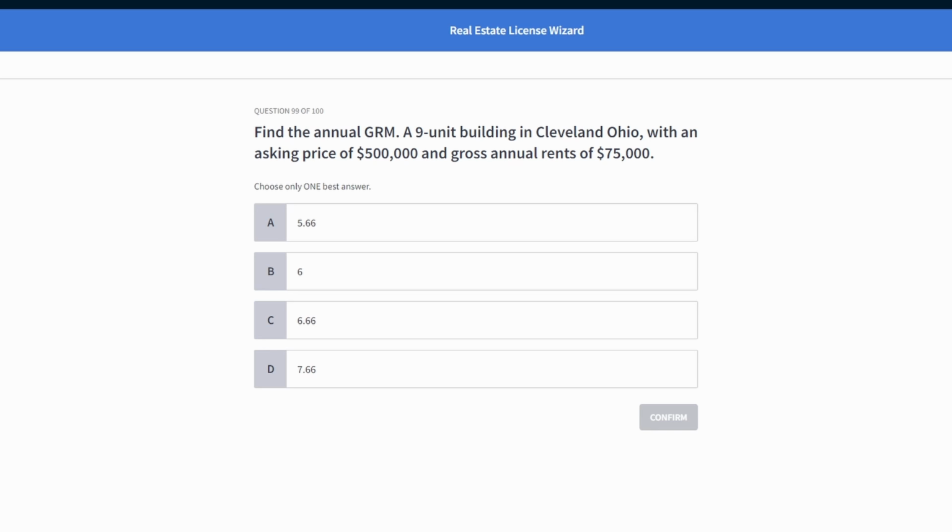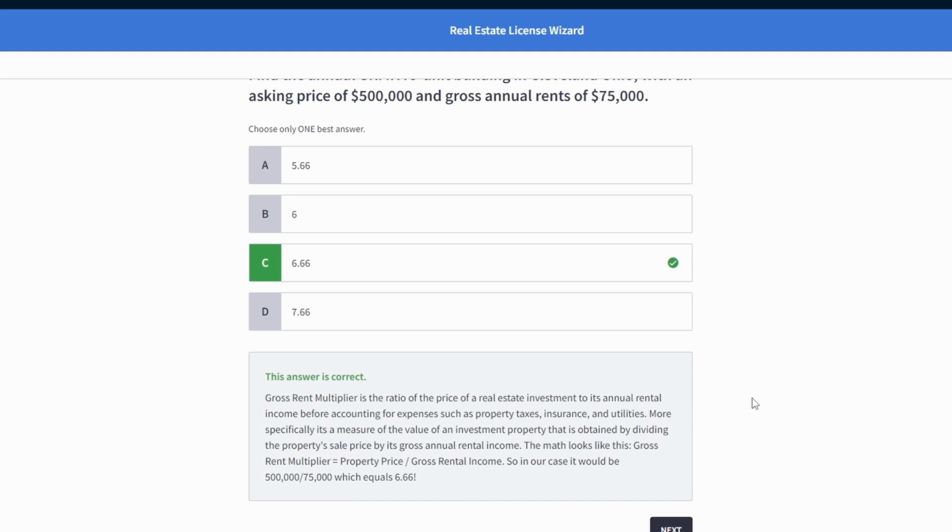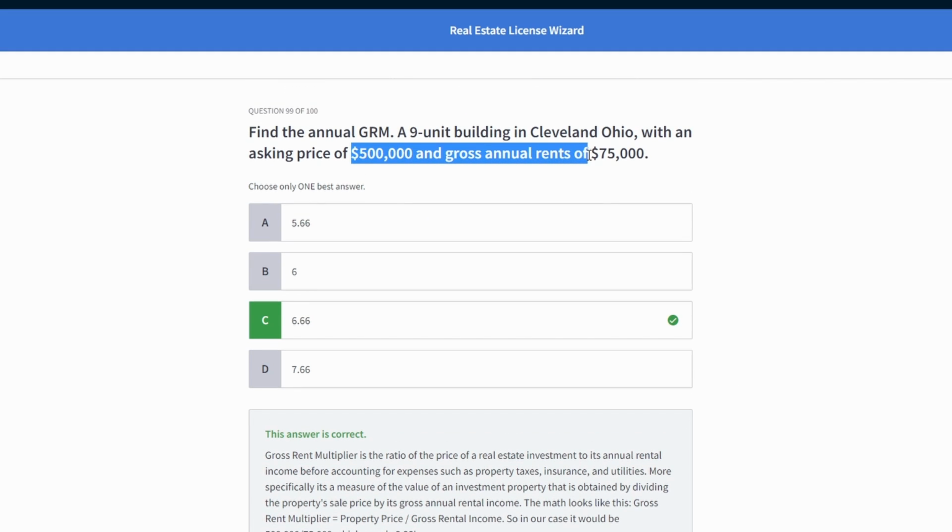Alrighty, so you either know how to do the math or you don't, unfortunately. That's just the way it is with a lot of these math ones on the exam. So what is the correct answer for this one? Well, it's going to be C. It's 6.66. So essentially it's property price divided by gross rental income equals gross rent multiplier. So in our case, we would take that $500,000 and then divide it by $75,000, and that equals 6.66.